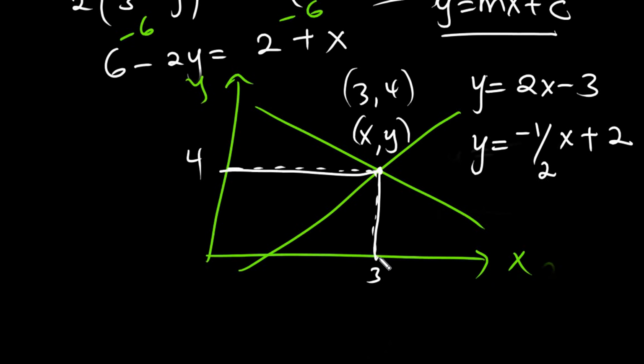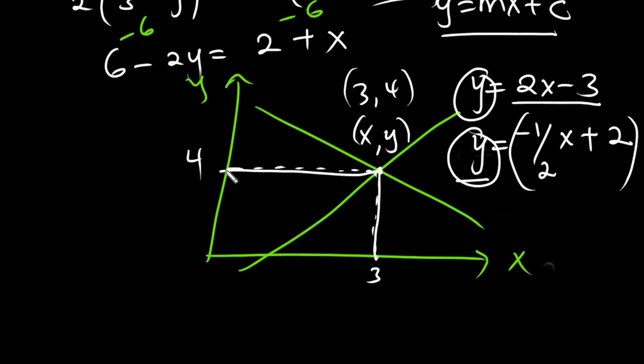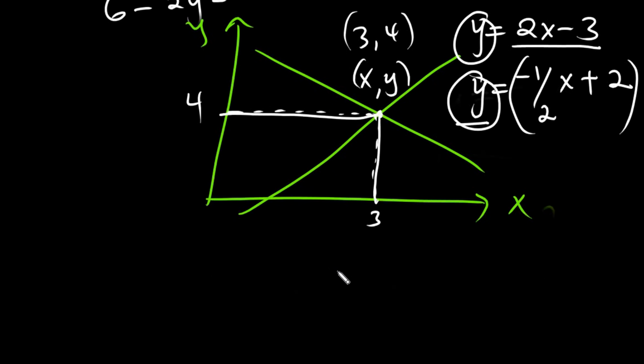But what is y? What is y for line 1? y is equal to 2x minus 3. And for line 2, y is the same as negative a half x plus 2. We are saying that y for line 1 is the same as y for line 2. So this means that 2x minus 3 is the same as negative a half x plus 2.